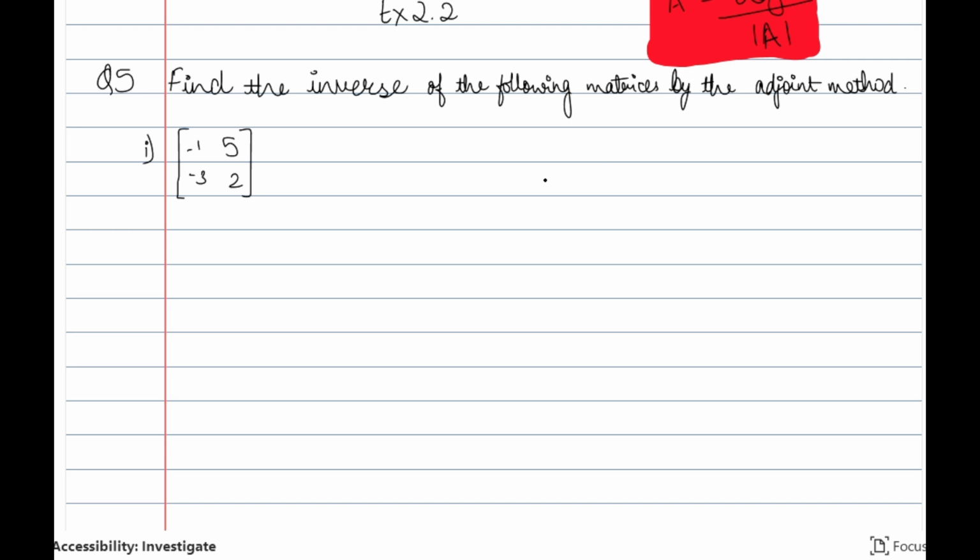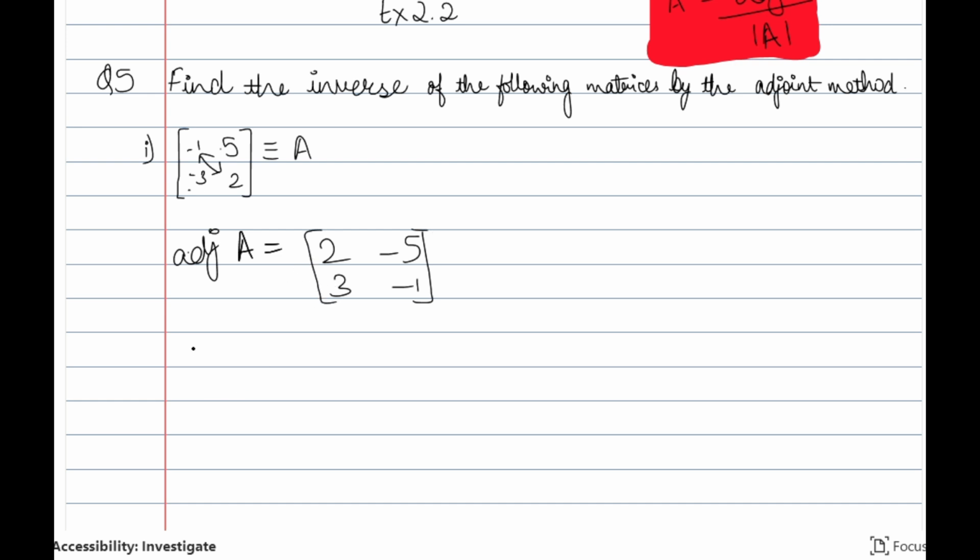So let's see. For adjoint of A, what do you do? So let this be your A, right? So you have adjoint A is equal to. For adjoint, these two will just swap places. So that's 2 and minus 1. And these two will change signs. So it becomes 3 here and minus 5 over here. And that there is your adjoint.